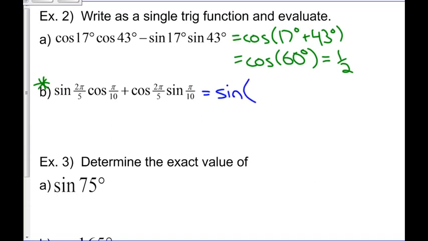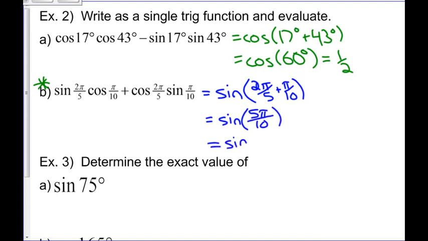So I should be able to rewrite this as sine of 2 pi over 5 plus pi over 10. Get a common denominator, and that's 5 pi over 10, or pi over 2. Now it's easier for us to evaluate. Sine of pi over 2. Turns out that that big long expression we started with was just a pretentious way of saying the number 1.